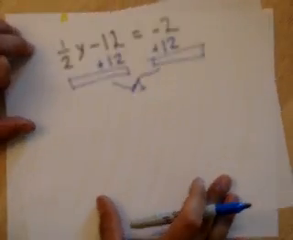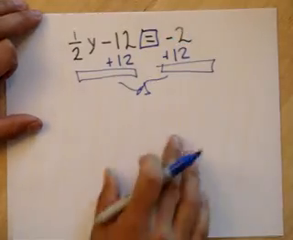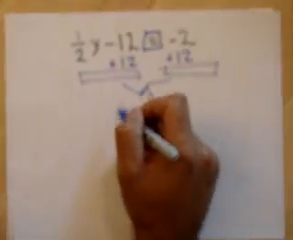It's going to just go. Right? I need to maintain the equality. It's equal, man. It's equal. We've got to keep that equality. So here we go. Adding 12 to both sides.